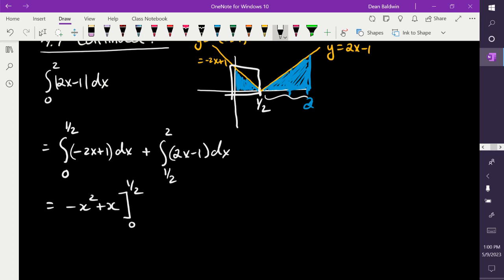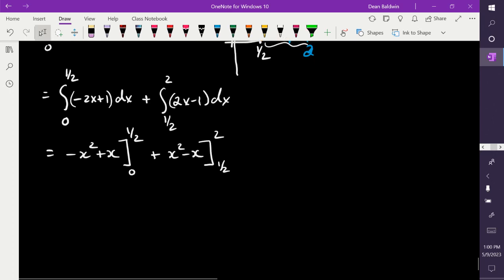And this is where you're going to have to be very careful with your algebra. Plus, what's the antiderivative of 2x minus 1? X squared minus x, right? Evaluated between 1/2 and 2. And now you just have to grind it, okay? So put in the 1/2. So we get negative 1/2 squared plus 1/2 minus, and then you put 0 in.